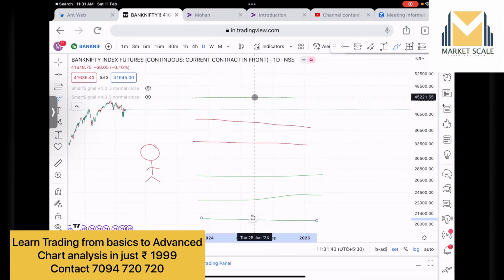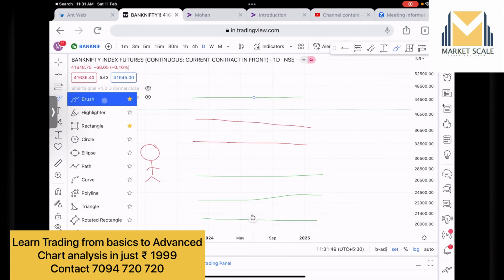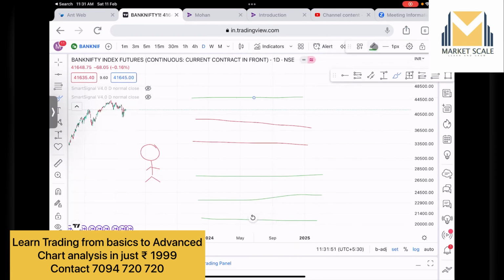Do you have any idea what I'm drawing here? Support and resistance. The green one, the top green one, is your resistance line, and the bottom ones are your support.